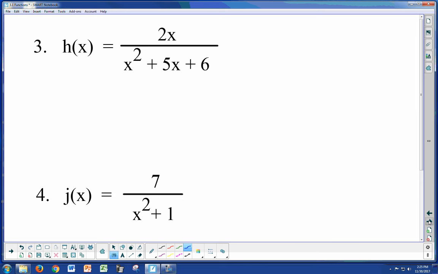Here's another safety problem. We've got a 2x in the top, but in the bottom, we could factor that and see that's x plus 3 times x plus 2. And of course, when you see that, you realize that there are values of x that would make a 0 in the denominator.